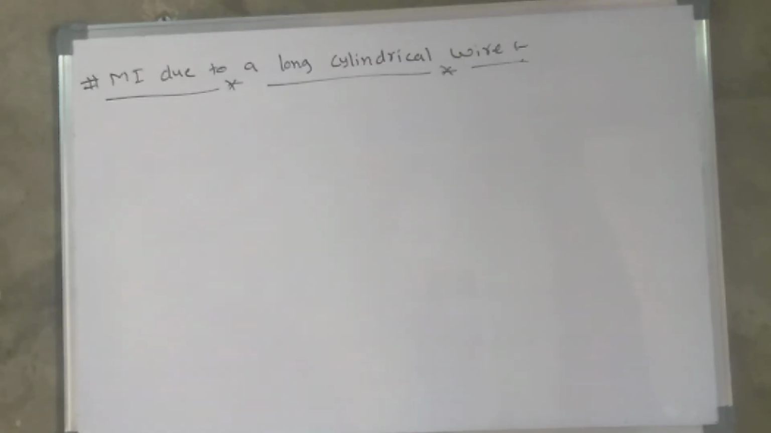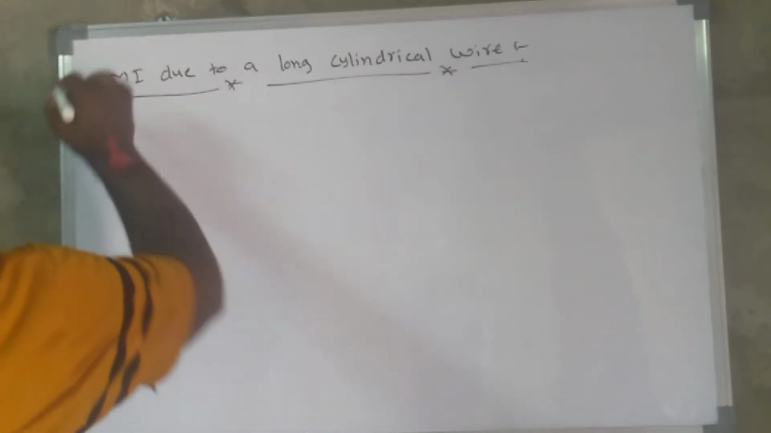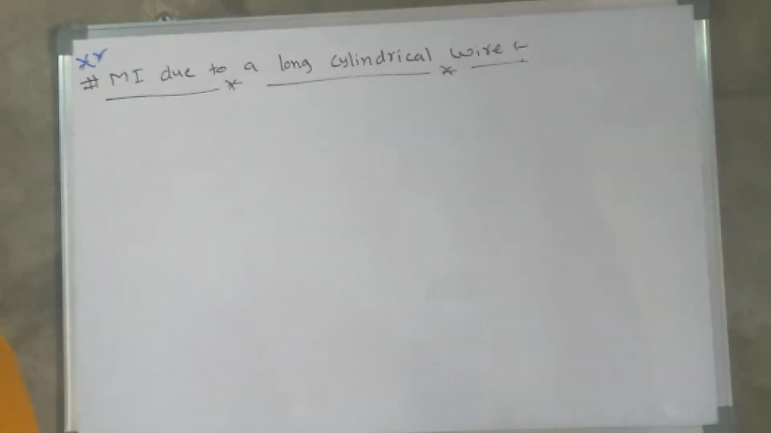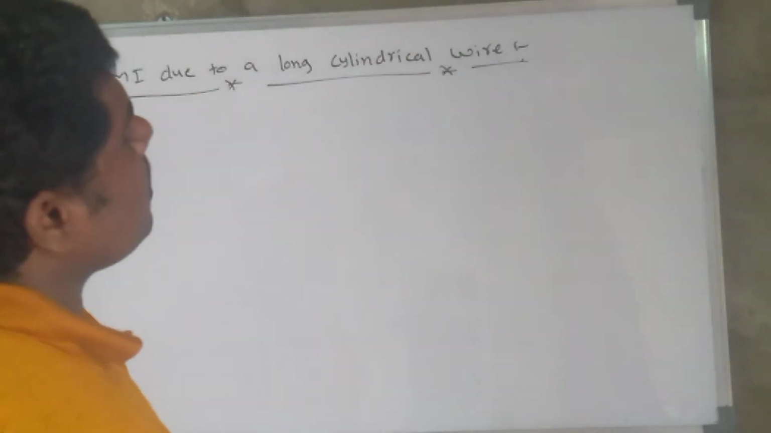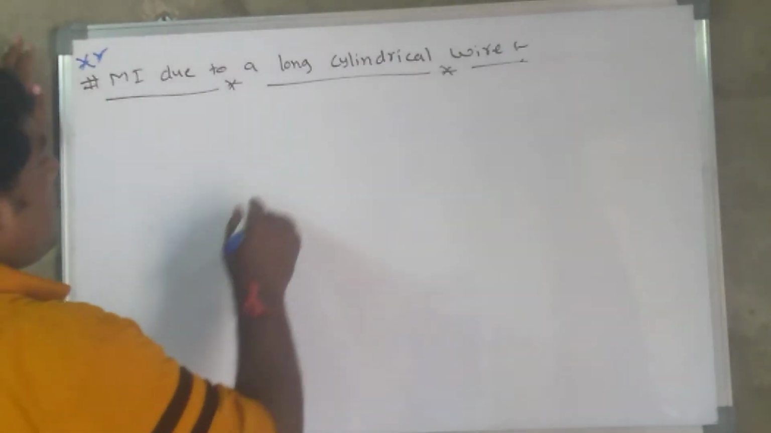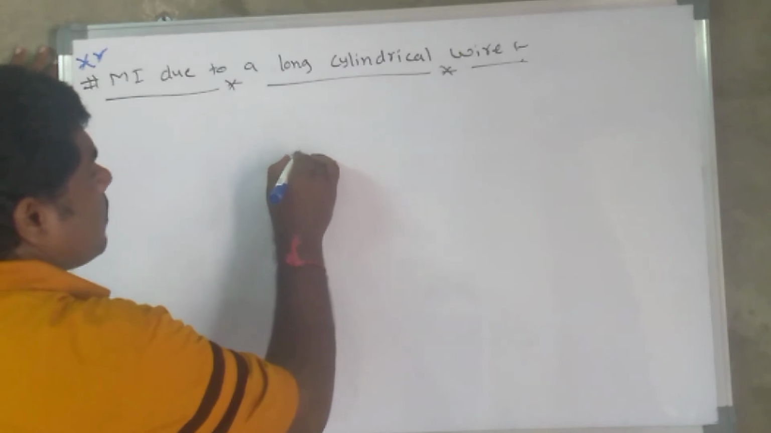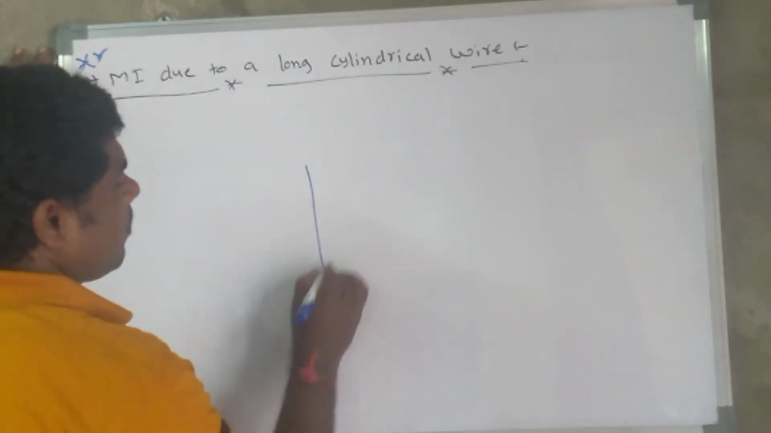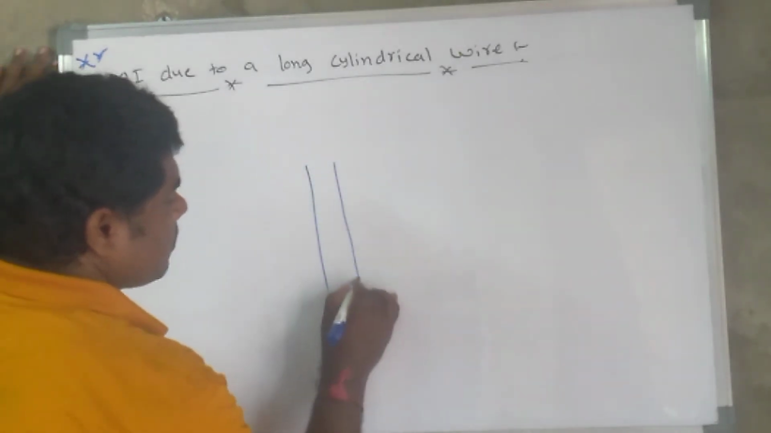Another application, a very important application, is this one: magnetic induction due to a long cylindrical wire. So let us consider this one as a cylindrical wire. So this is a cylindrical wire.